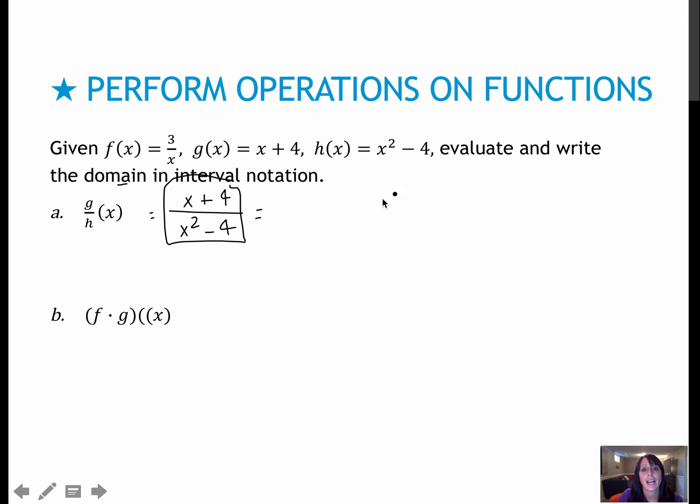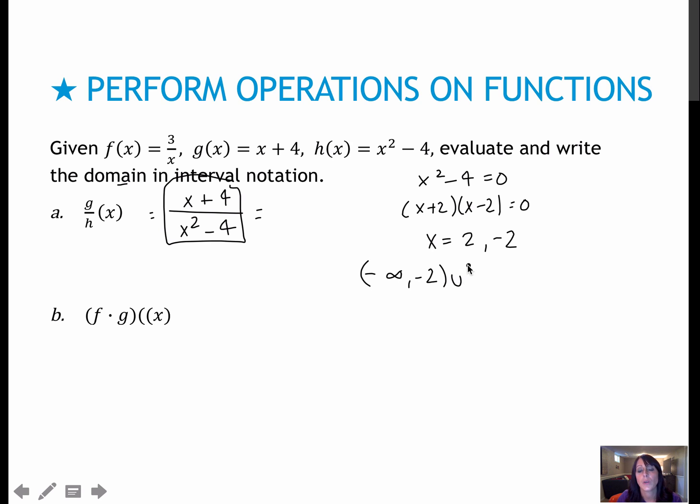The domain, I would have to find where this would be equal to 0. So when x squared minus 4 equals 0, remember that's that difference of squares function. And so I know that x can't be 2 or negative 2. So the domain would be all of those values except for 2 and negative 2. So negative infinity up to negative 2, union negative 2 up to 2, union 2 on to infinity. So everything except those two values.